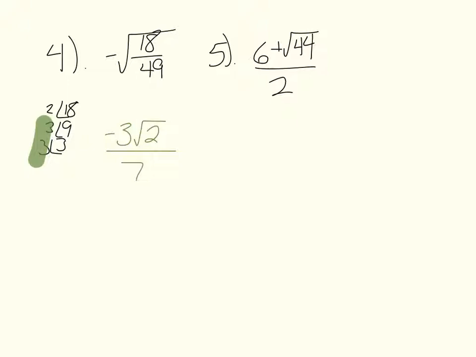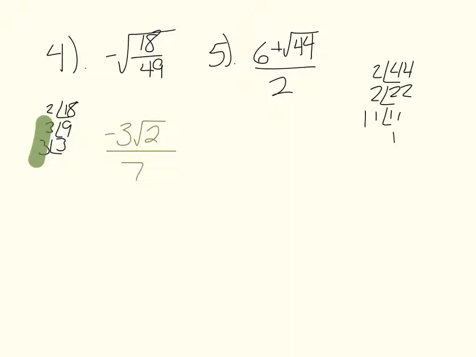Okay, number 5, we have 6 plus the square root of 44 over 2. Again, we're always going to simplify any radical expressions right away. So 44, if I break it down, what goes in? 2. How many times? 22. What goes in? 2 again. 11 times, and 11 is prime. We'll put that. So 44 simplifies to 2 square root 11.